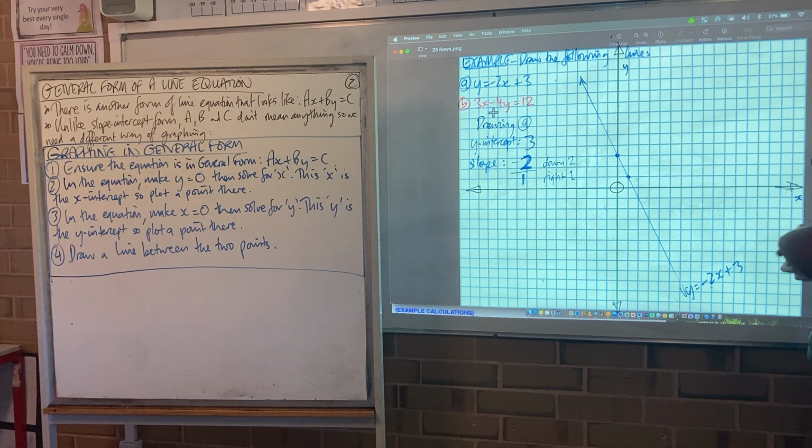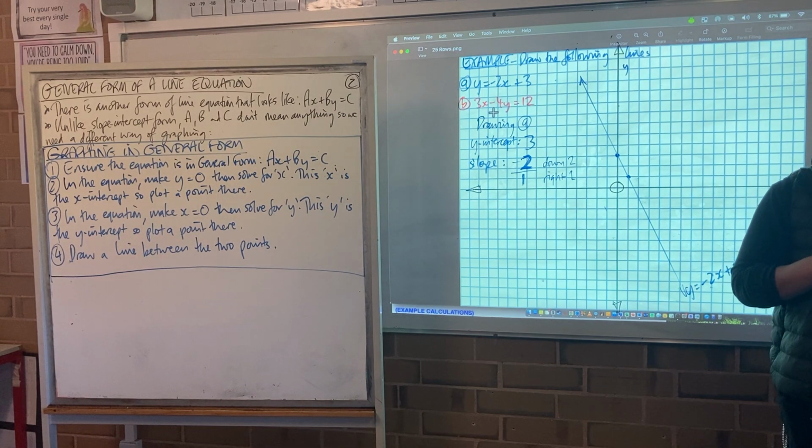And at this point, when I've done steps 2 and 3, how many dots have I drawn?